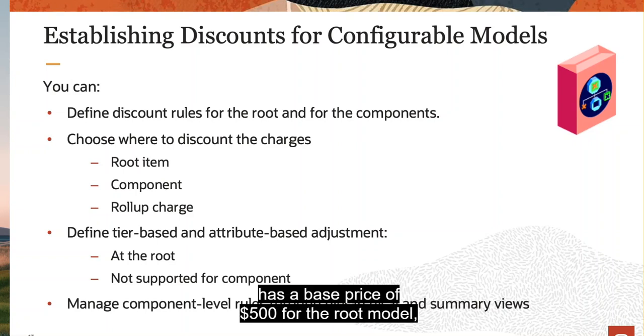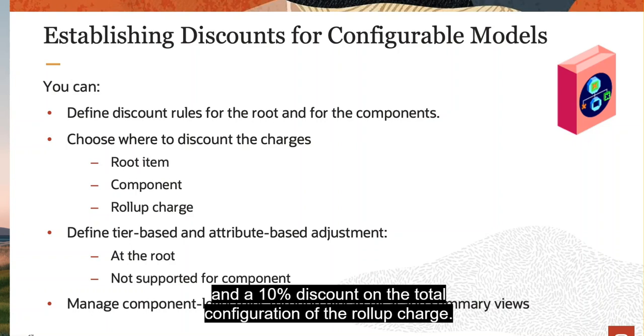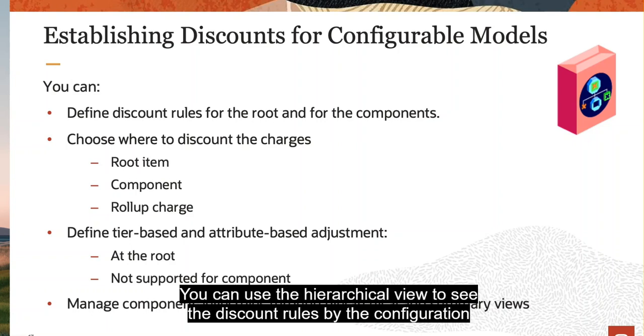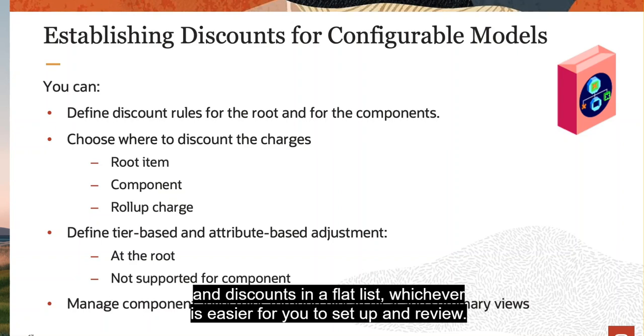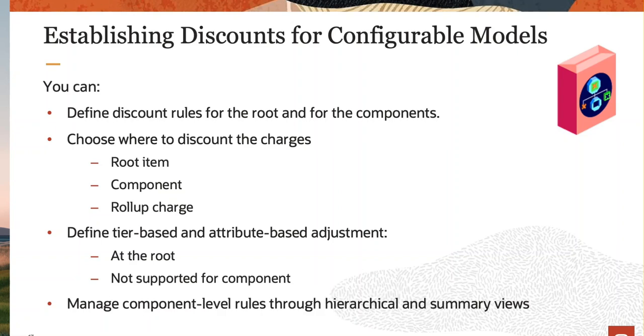For example, let's say your configuration has a base price of $500 for the root model and the component charges are $50, $30, and $20. You might want to give a $25 discount on the root item and a 10% discount on the total configuration rollup charge. You can use the hierarchical view to see the discount rules by the configuration structure, or switch to the summary view to see all items and discounts in a flat list, whichever is easier for you to set up and review.